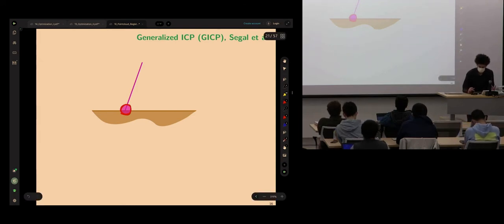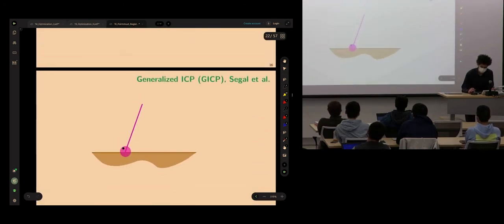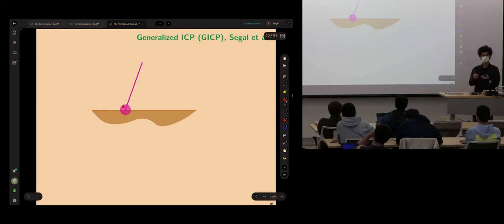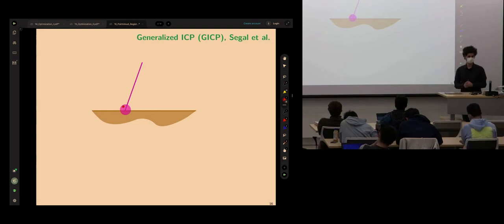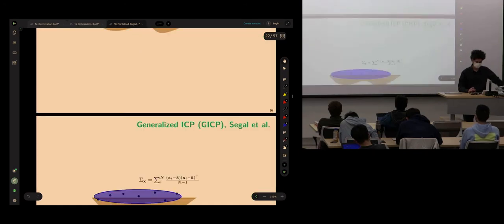But let's say we assume some noise distribution. And by that, we mean the actual measurement, right? Most of the time is within that covariance ellipse that the noise distribution is describing, a Gaussian noise.